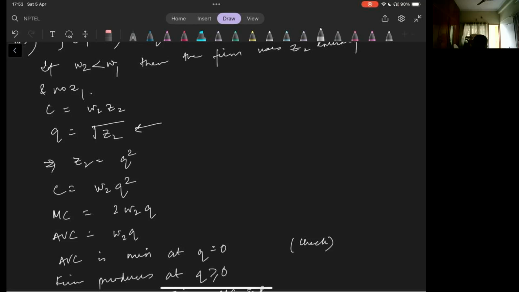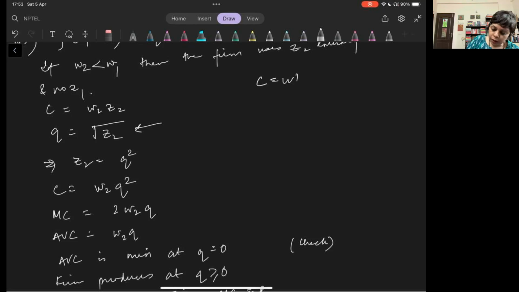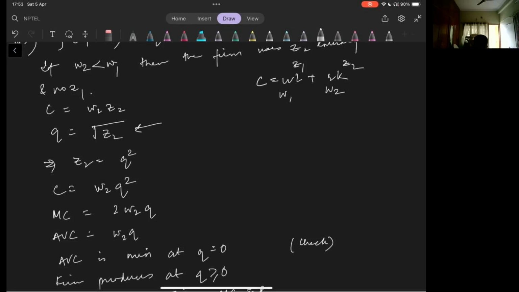Usually, cost function is written as WL plus RK when we write it. So if you write WL plus RK, and instead of L and K you write Z1 and Z2, and instead of W and R we write W1 and W2, you get the same expression, right? Okay, yes, madam. Now I understand. Yeah, it's just different notation.